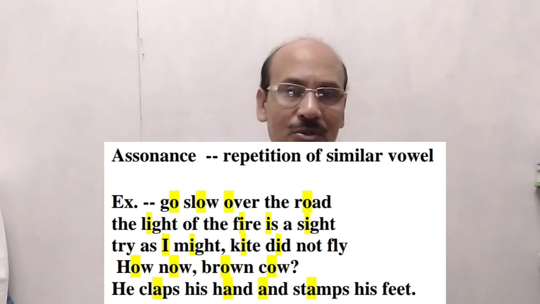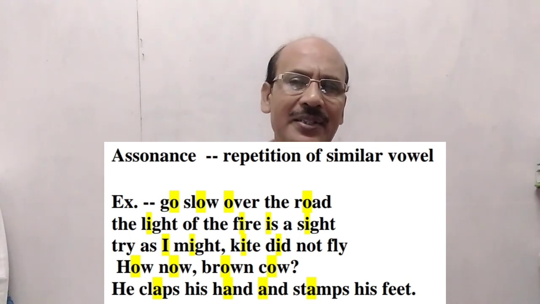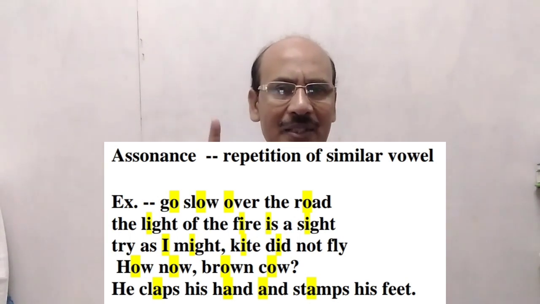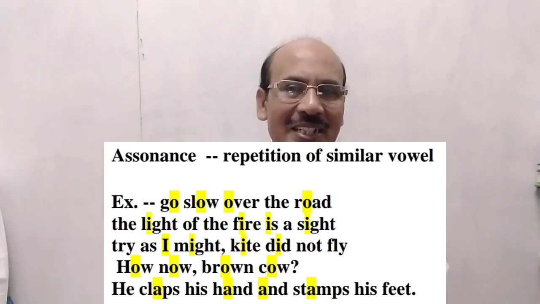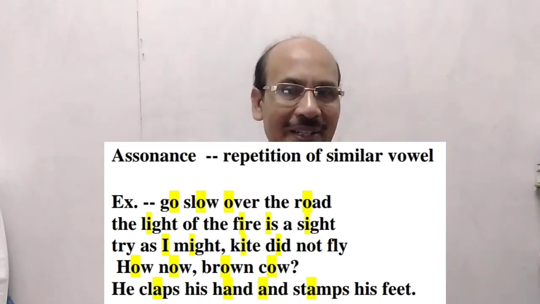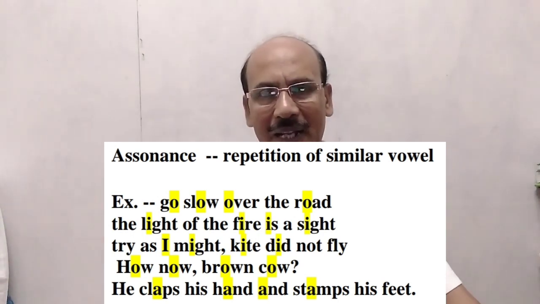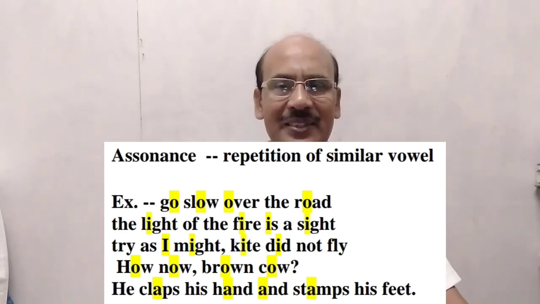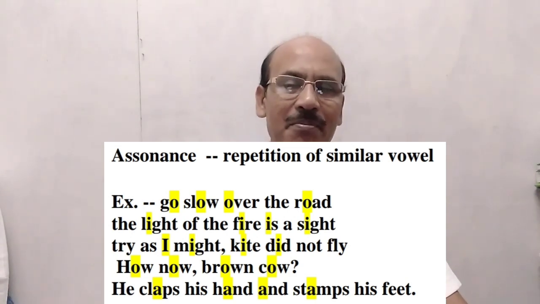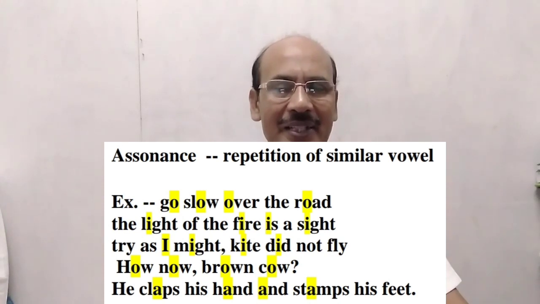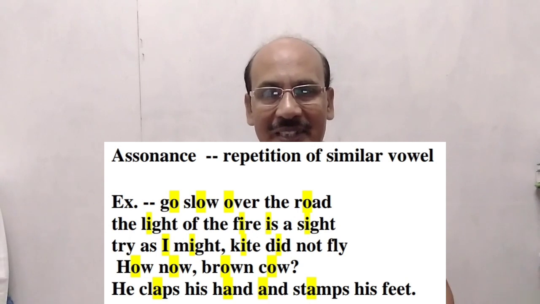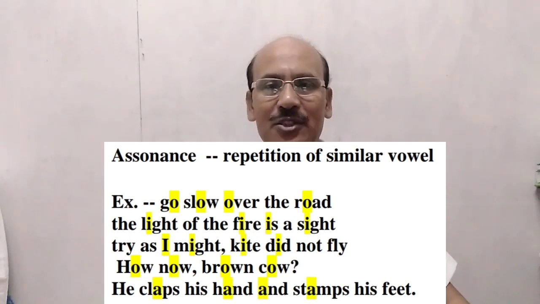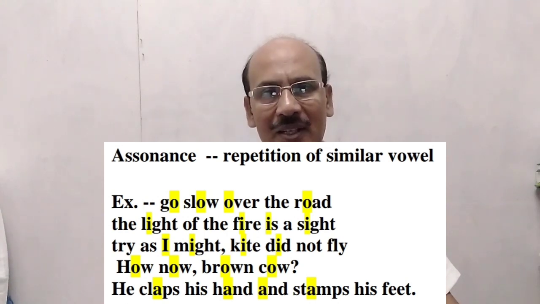So, these are assonance. Try as I might, kite did not fly. The letter I is repeated. How now, brown cow. In the sentence, how now, brown cow, letter O is repeated. And similarly, we can say, he claps his hand and stamps his feet. The letter A is repeated. So, these are the examples of assonance. Assonance is the repetition of similar vowel.